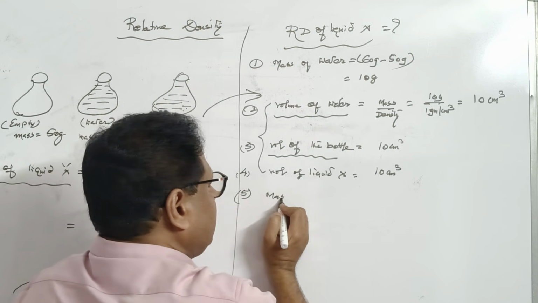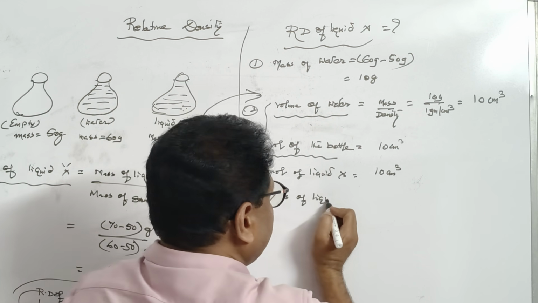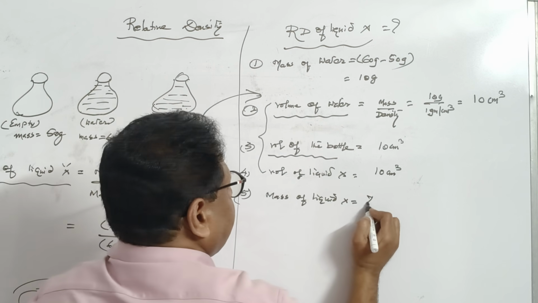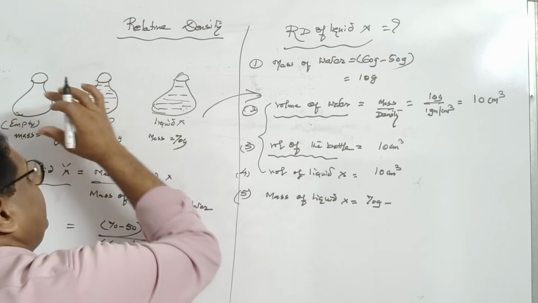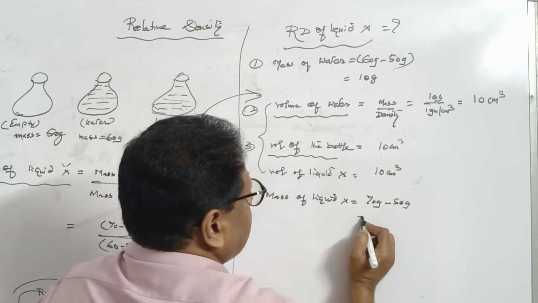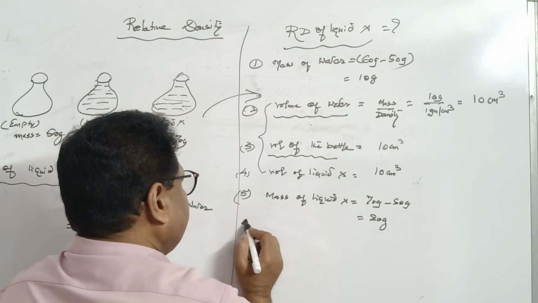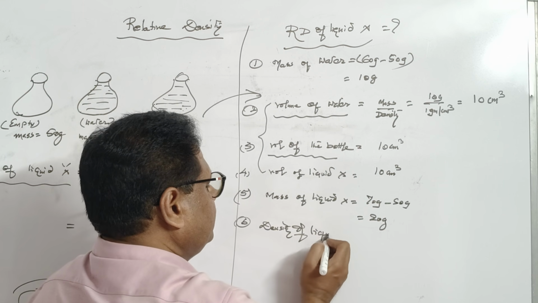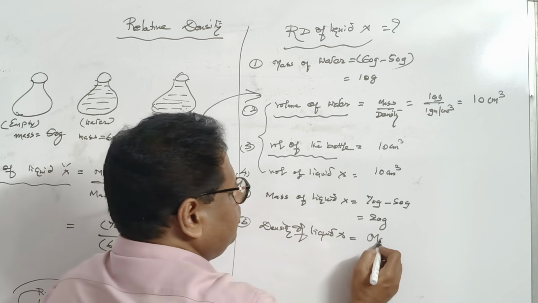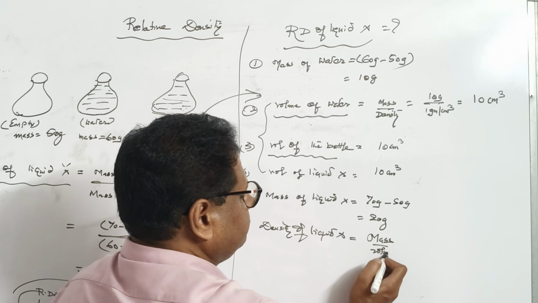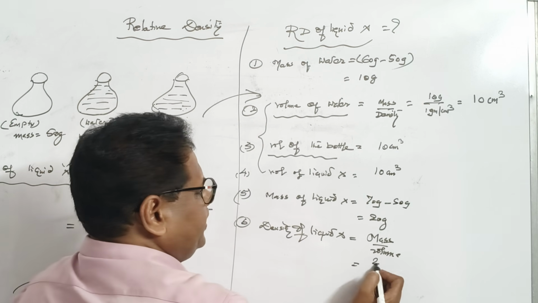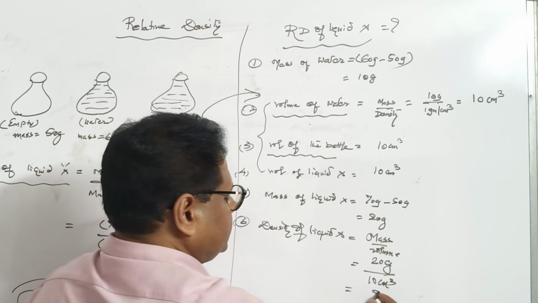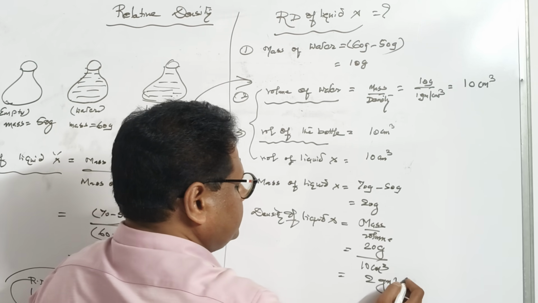Now let's come to mass of liquid X. This is equal to mass of liquid with the bottle, that is 70 gram, minus the mass of the empty bottle, that is 50 gram. So this comes to 20 gram. Now you can find the density of liquid X, which is equal to mass by volume. The mass is 20 grams, the volume is 10 centimeter cube, so it's coming 2 gram per centimeter cube.